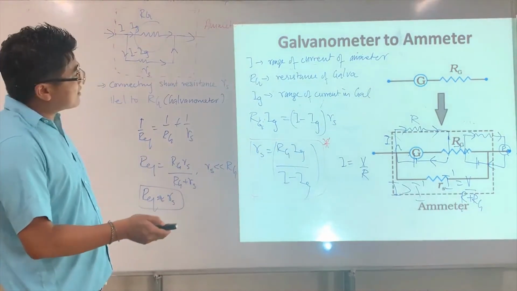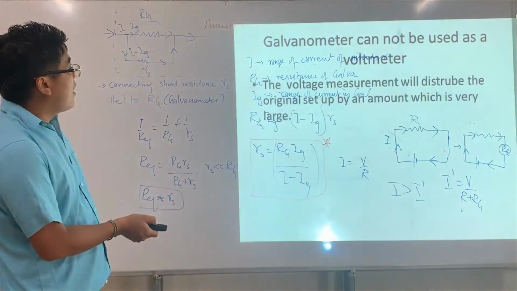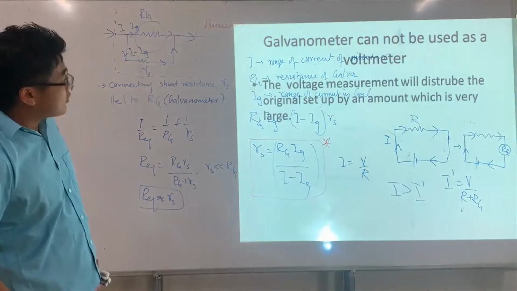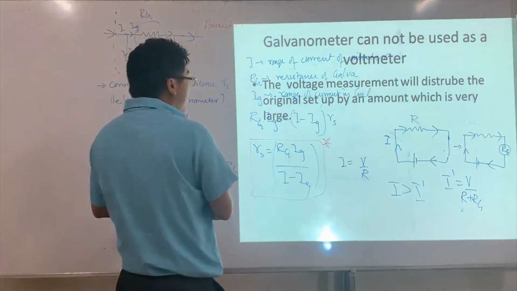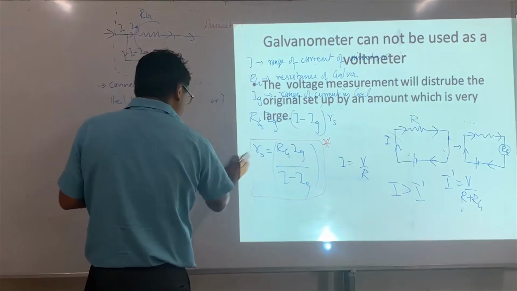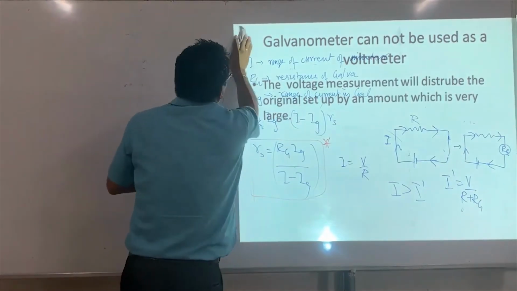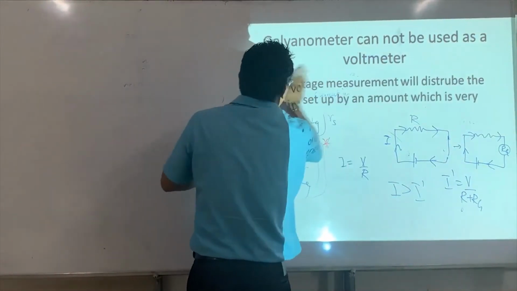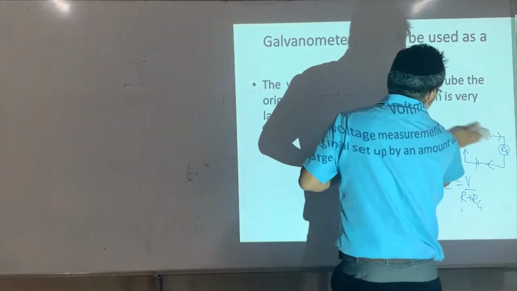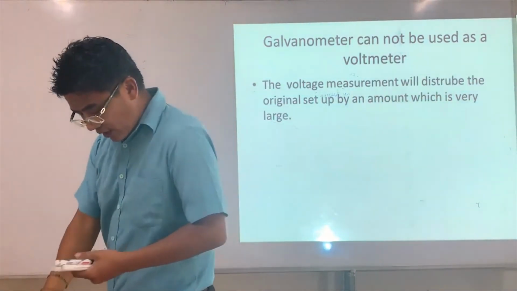Now the second part is how to convert a galvanometer into a voltmeter, right? We are not going to use a galvanometer for finding a voltage. Why are we not using a galvanometer for finding voltage? I will tell you now. So how do we find a voltage? We connect in parallel, right? Let me give you an example.